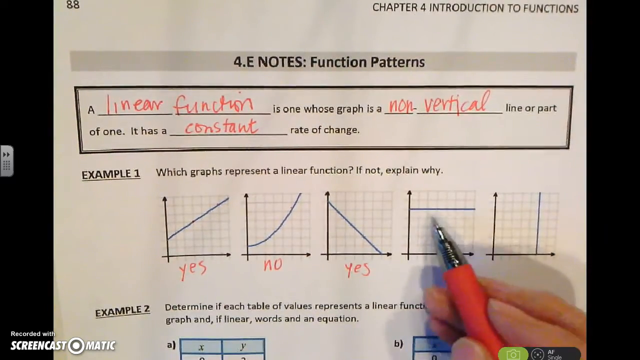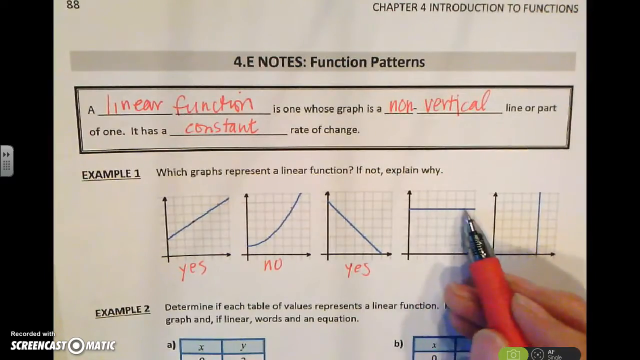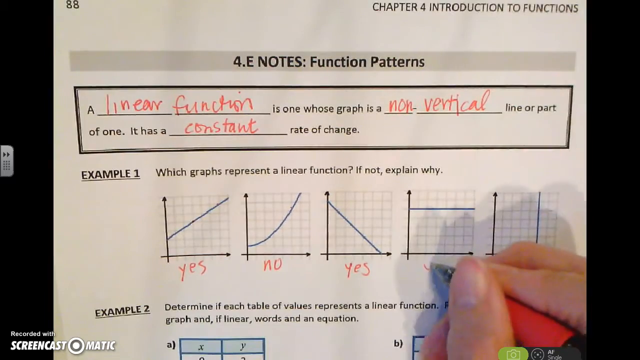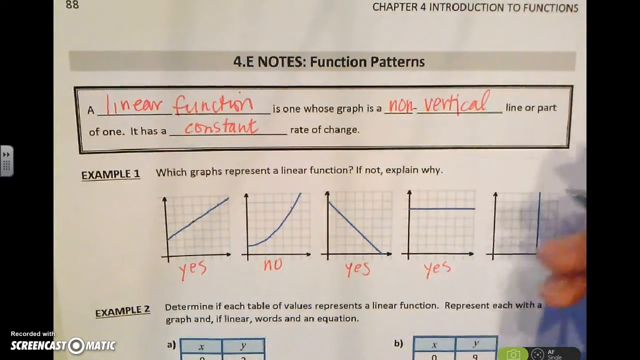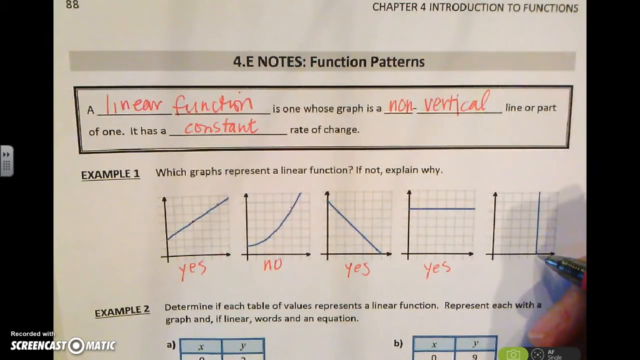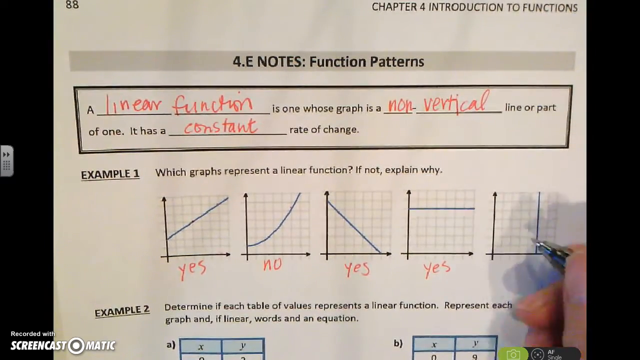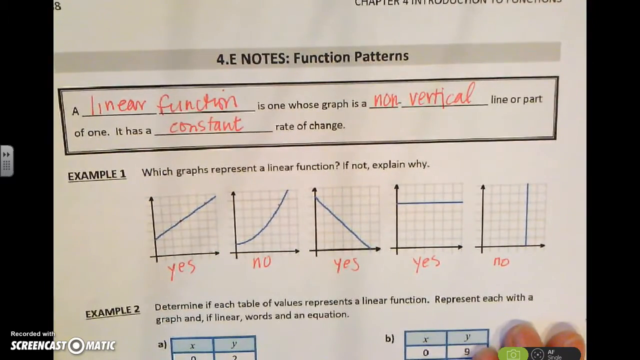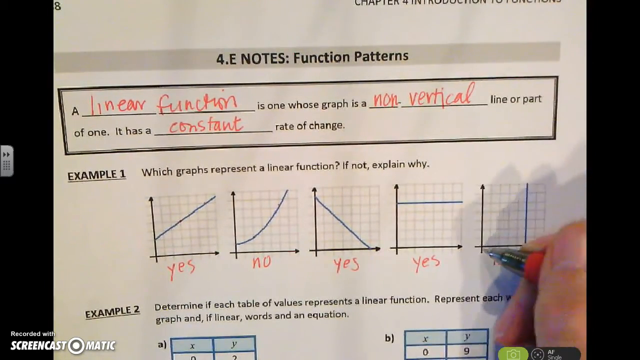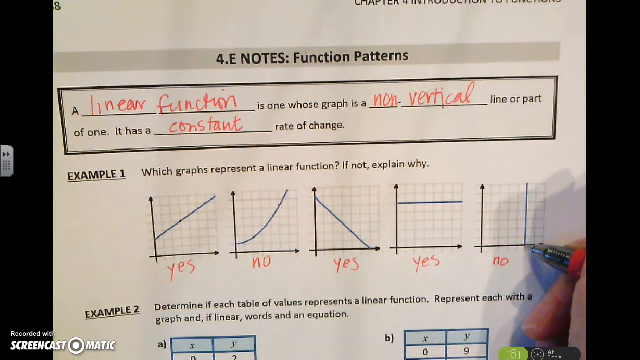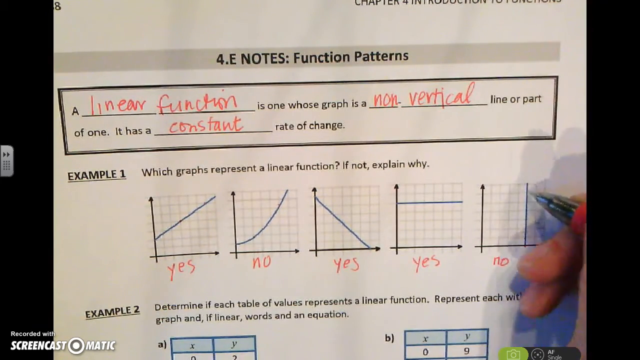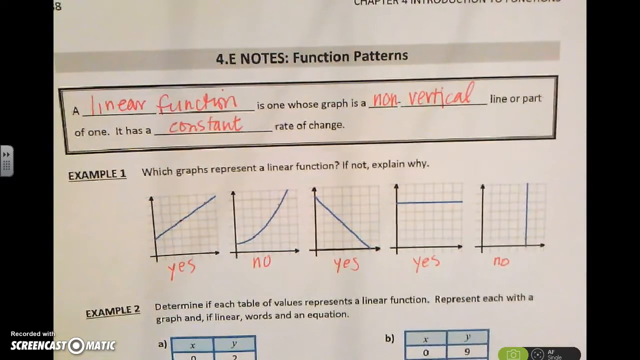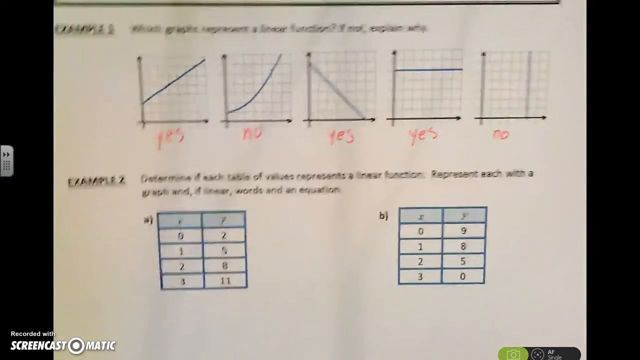This fourth one here is a straight line, so it's linear, and for each x there's only one y, so yes, it is a linear function. And this last one, the answer is no. Why? Is this not a linear function? It's obviously a straight line, but for each x, there are multiple y's. So for each x, there's many y's, so that is not a function. It may be a line, but not a function.